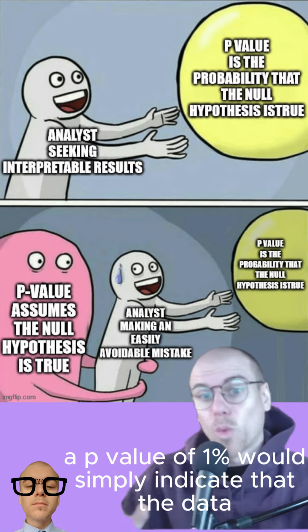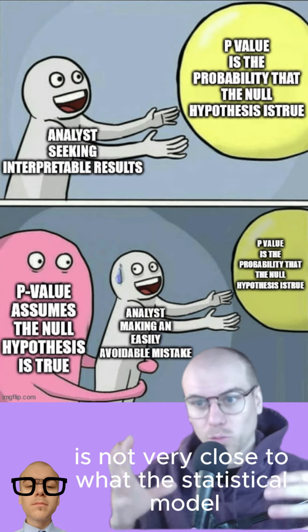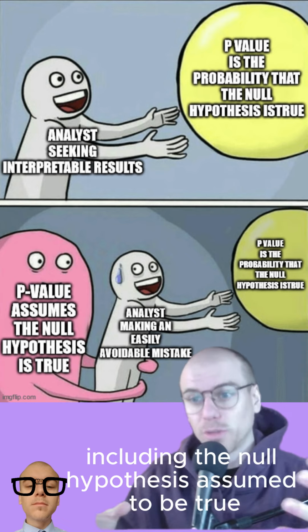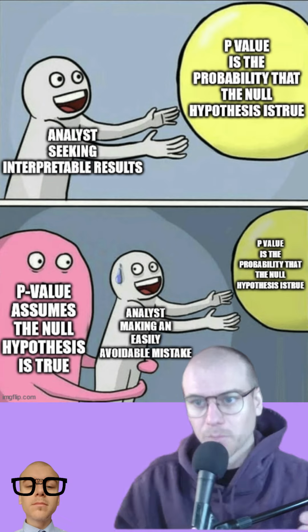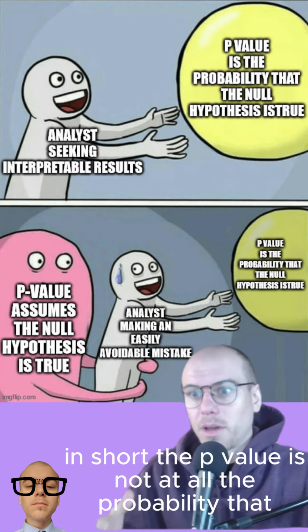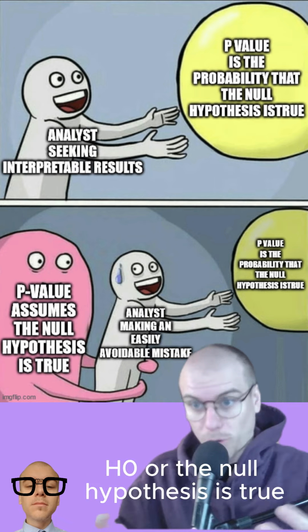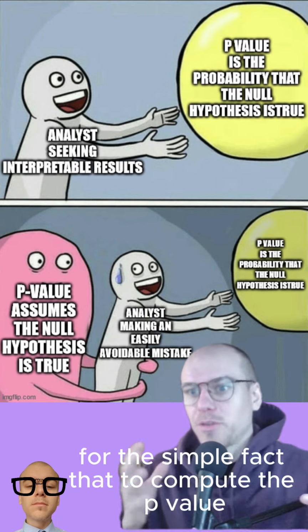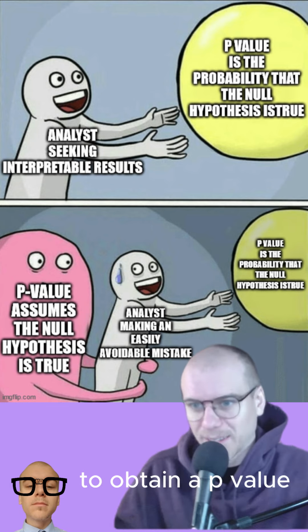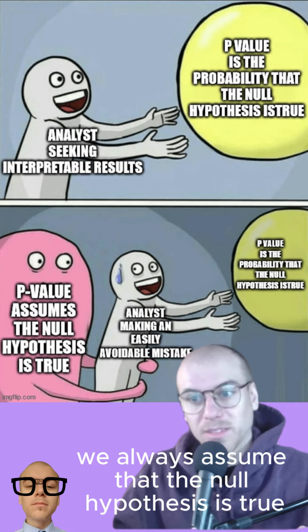A p-value of 1% would simply indicate that the data is not very close to what the statistical model, including the null hypothesis assumed to be true, would predict. In short, the p-value is not at all the probability that H0, the null hypothesis, is true, for the simple fact that to obtain a p-value, we always assume that the null hypothesis is true.